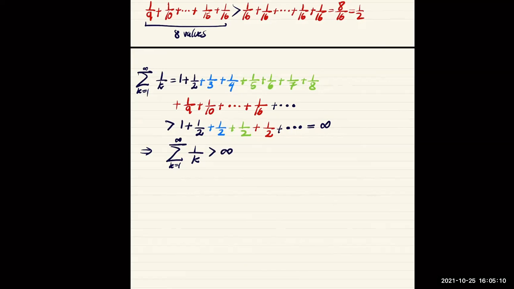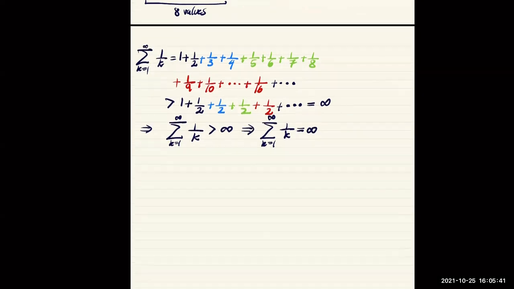All right, and if anything is larger than infinity, then that thing has to be infinity itself, right? Anything larger than infinity is got to be infinity. Just think about that, guys. Something larger than infinity has to be infinite itself. Okay, so we have divergence.